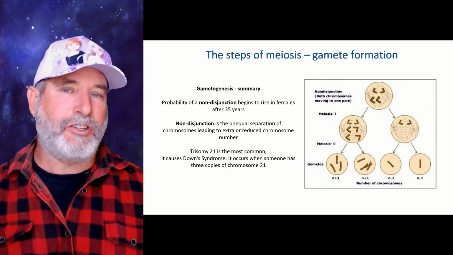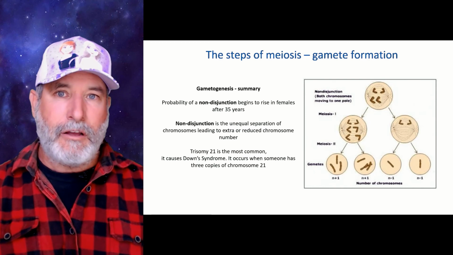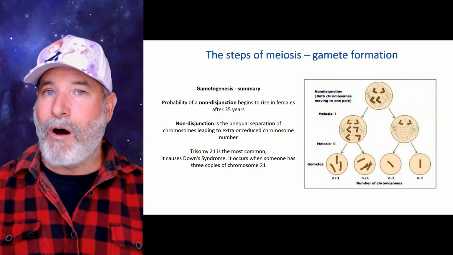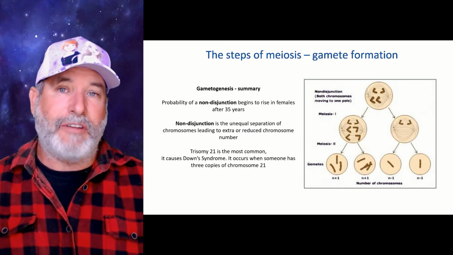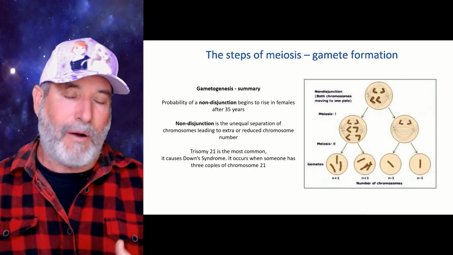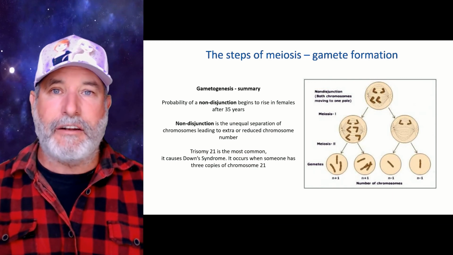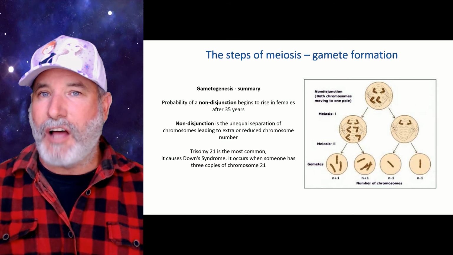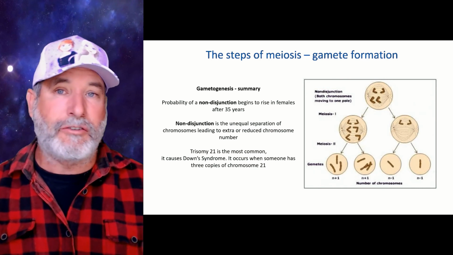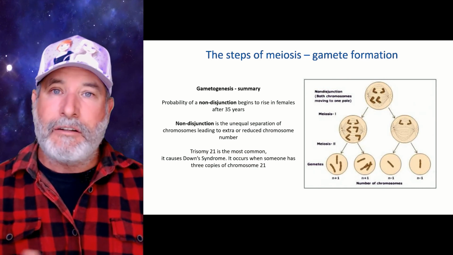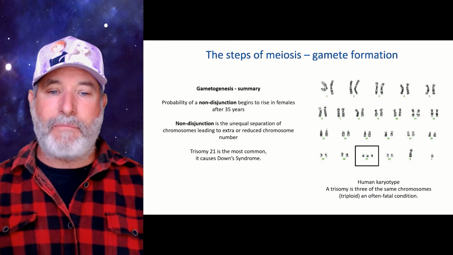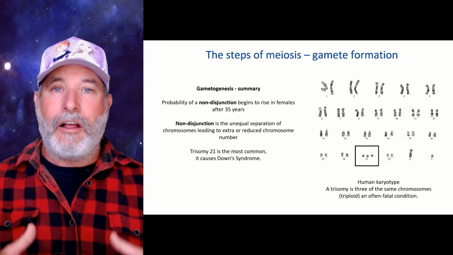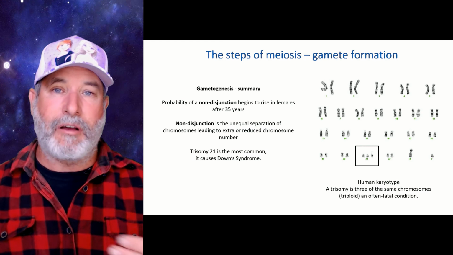Most nondisjunctions are fatal. So if you don't get a chromosome number 1, the embryo dies, the zygote dies. It'll undergo a few rounds of division, and that's it. And in fact, many miscarriages, not all, but a lot of miscarriages are due to chromosomal abnormalities due to a nondisjunction. And after about 35 years of age, the rate of nondisjunction becomes higher.